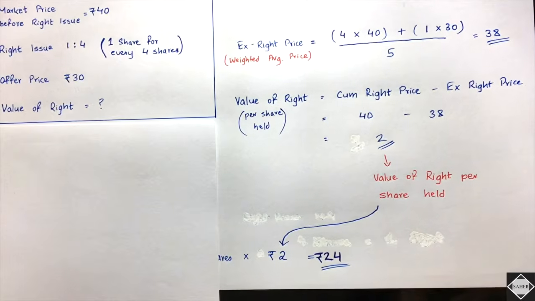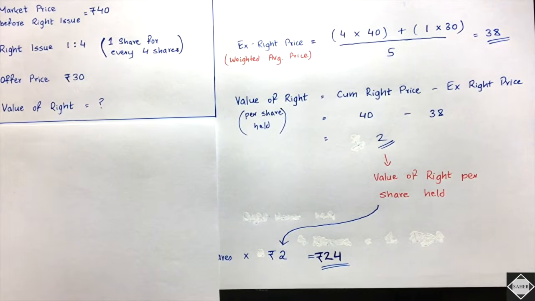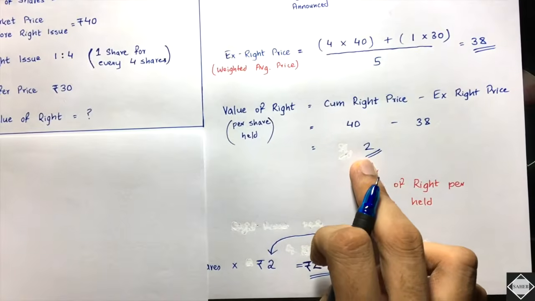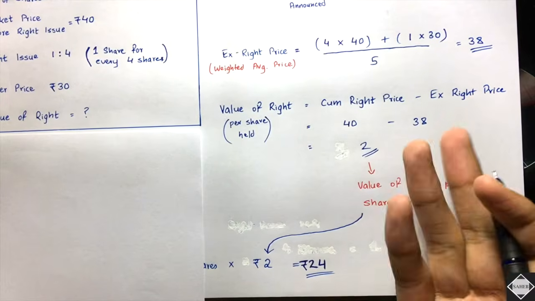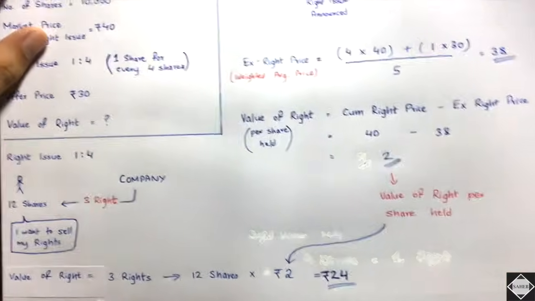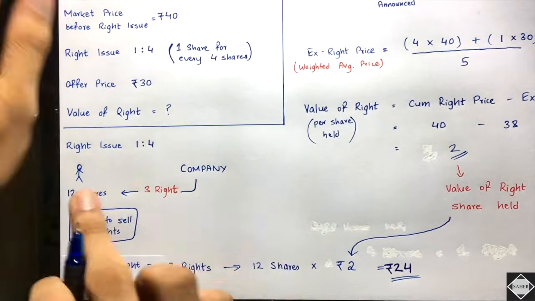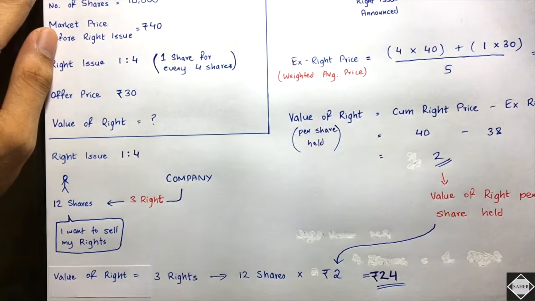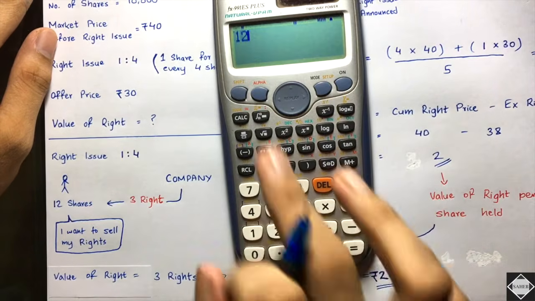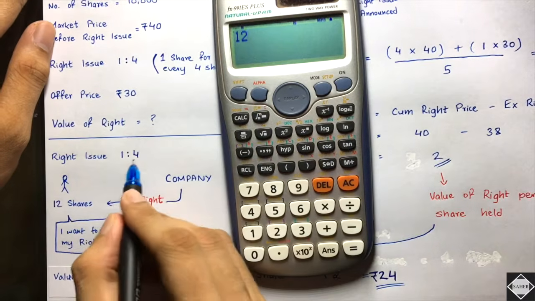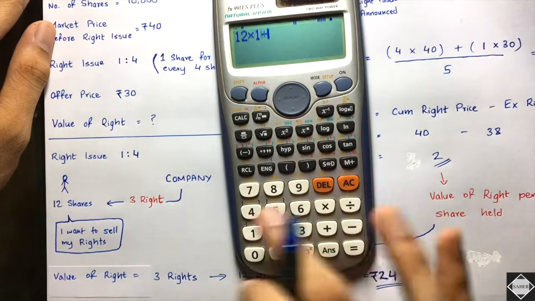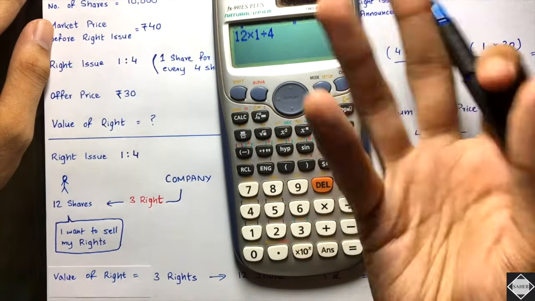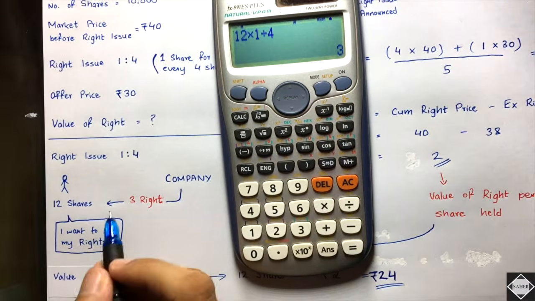Fine. Now understand logically. If you are a shareholder of this company, how will you use this value? What does this mean? How does it help you? It's really simple. Let's say this is you, and you have 12 shares of this company. The rights ratio is 1:4, so the company will give you 3 rights to purchase 3 additional shares of the company.